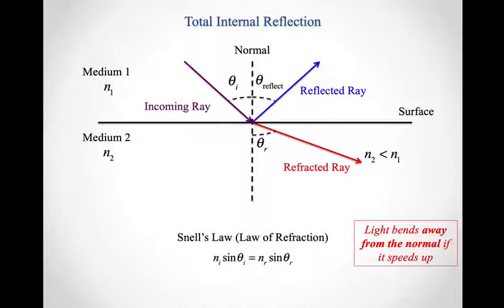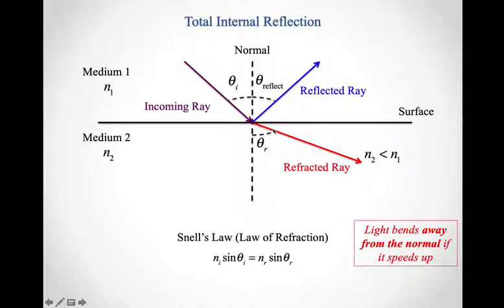So we finished our discussion of Snell's law talking about a situation in which the index of refraction in medium 2 was less than the index of refraction in medium 1, which told us that the refracted ray was going to bend away from the normal. The thing to notice, of course, is that there is a limit to how far I can bend that ray away from the normal, right?